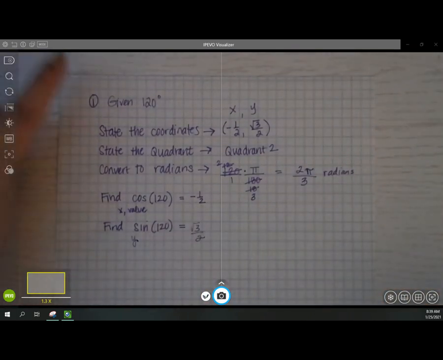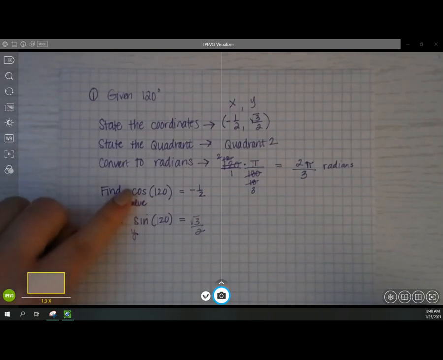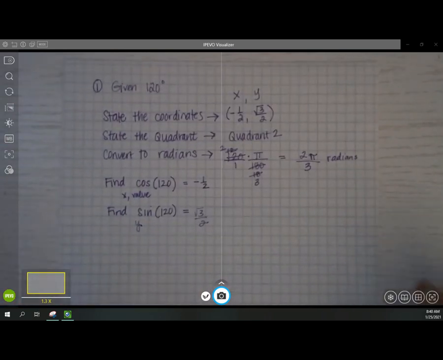And now I've taken my degrees, I've stated the coordinates, the quadrant, converted to radians, and found both the cosine and the sine of the angle. That's your goal for your first quiz.